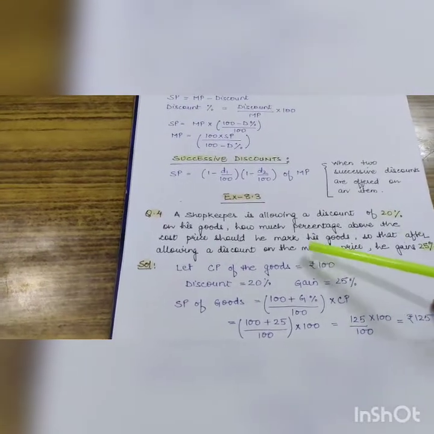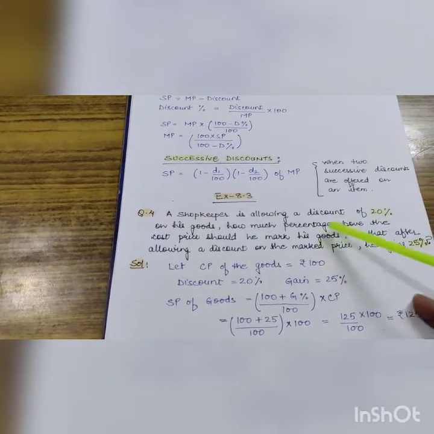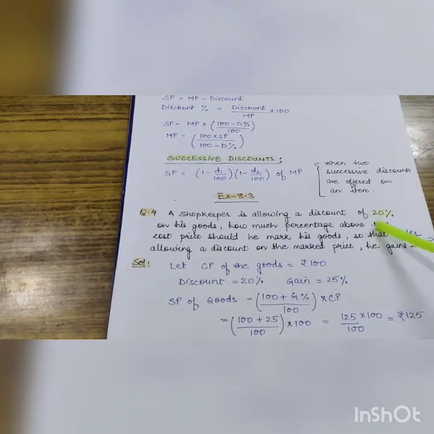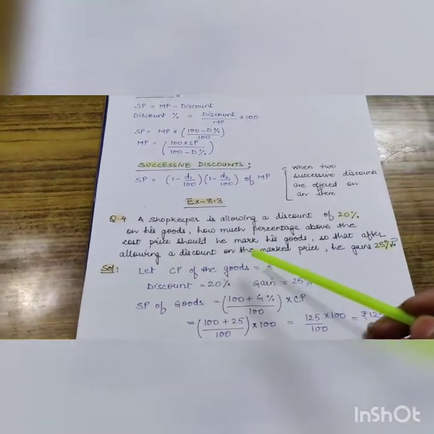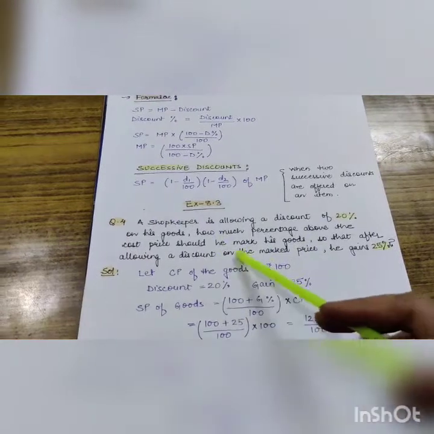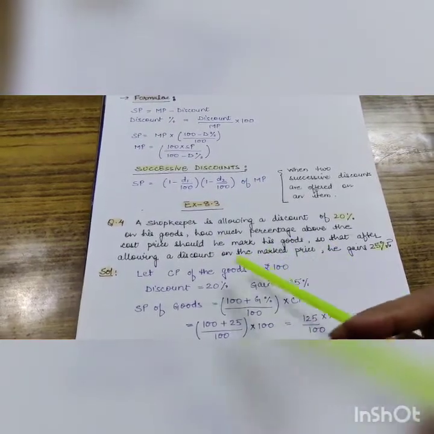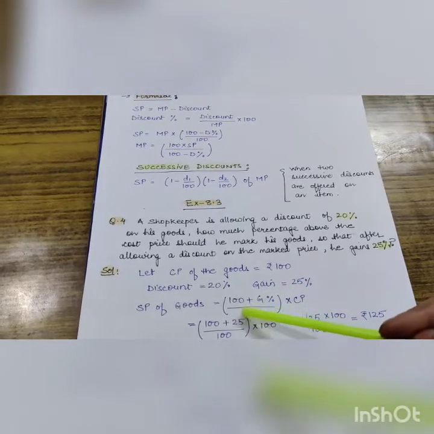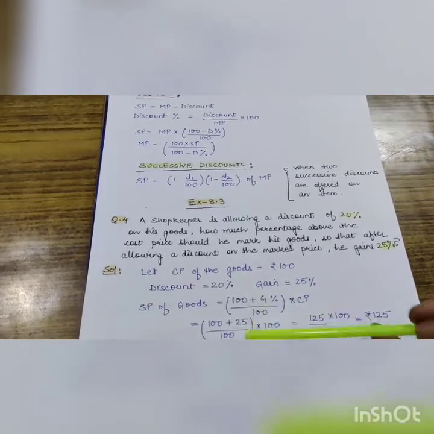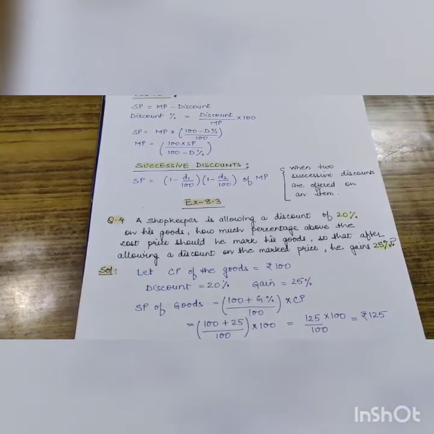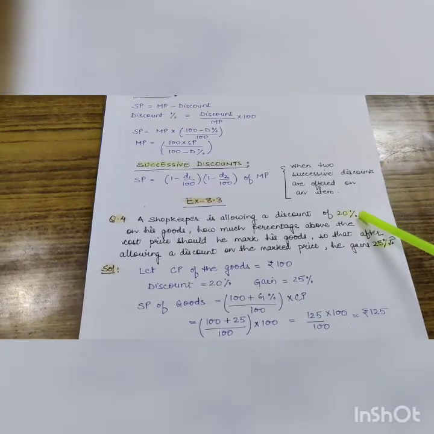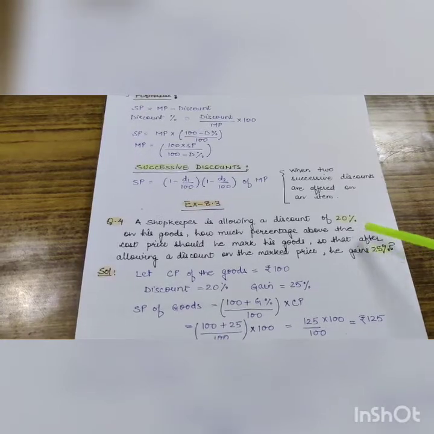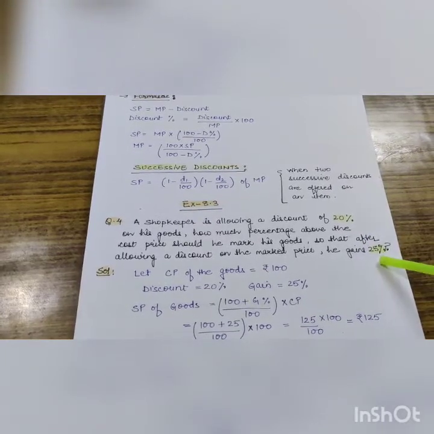A shopkeeper is allowing a discount of 20% on his goods. Okay, he's giving a discount of 20% on his goods. So how much percentage above the cost price should he mark his goods so that after giving a discount on the marked price, he still gains 25%? Okay. That means the shopkeeper is giving you a discount of 20% on the marked price, but after giving the discount also, he is still gaining 25%.